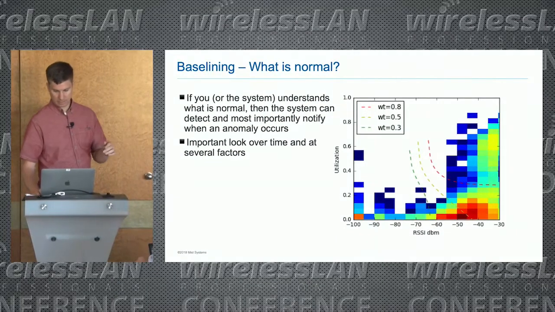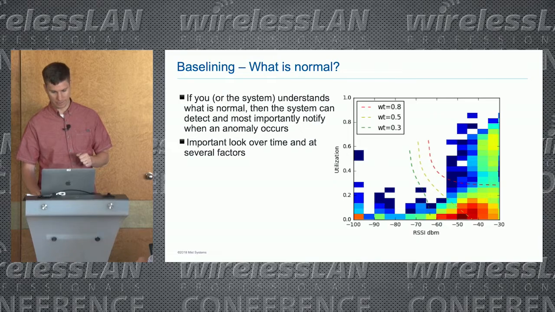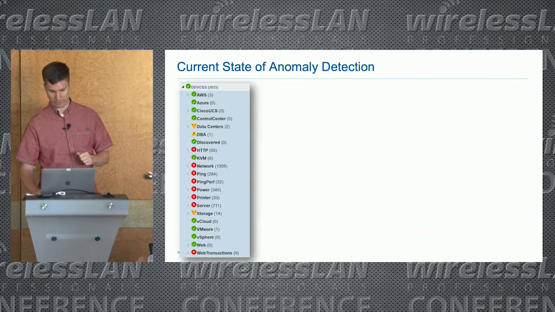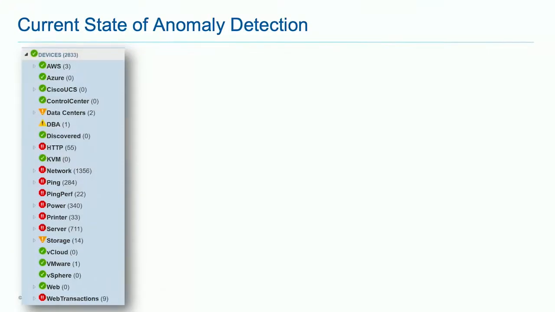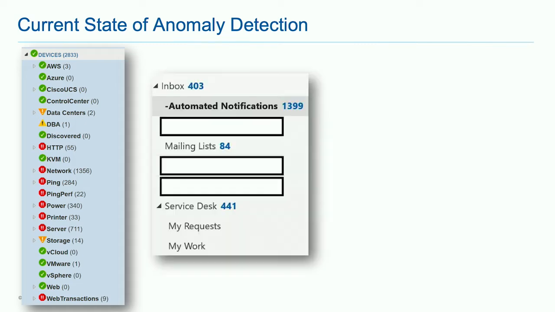So let's talk about the current state of anomaly detection. So this is being notified of an issue. So this is a typical up-down monitoring. So is a system or service up? You get a notification when a system is down. How many emails do you get from something like that in a large organization?